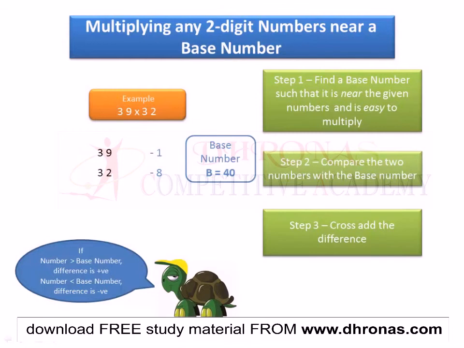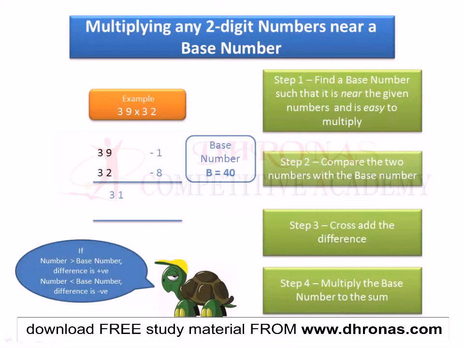The next step is to cross add these differences with the numbers. So we take 39 minus 8, which is 31, or we take 32 minus 1, which is also 31. Either way, we'll get 31 as the answer. The next step is to take 31 and multiply 31 with the base number. 31 times 40 gives us 1240.